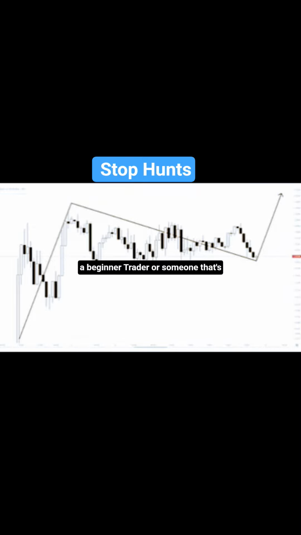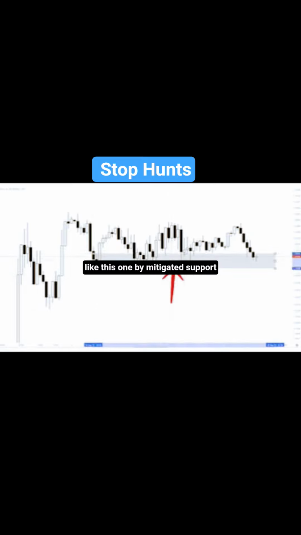So if a beginner trader or someone who's not really experienced sees what we mentioned, he is most likely going to look for somewhere to buy from and take the market higher, and probably he will do that from a mitigated support, just like this one. By mitigated support, we mean a support level that was respected multiple times in a row. This type of support is low quality, because each time the price moves and rejects back from it, the chances of the support level breaking down increase.